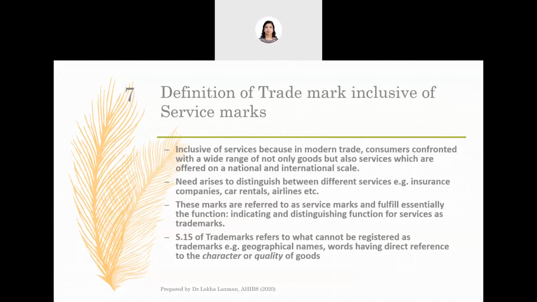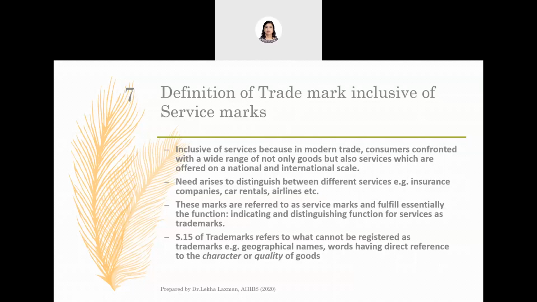For example, AirAsia. When you talk about flights, you think about the travel industry, and you will choose between different airlines, and then you think which airline gives you the best service at the best price. So you think about AirAsia, you think about Firefly, you think about Malindo. So in a particular industry you have different service marks for each of these companies.